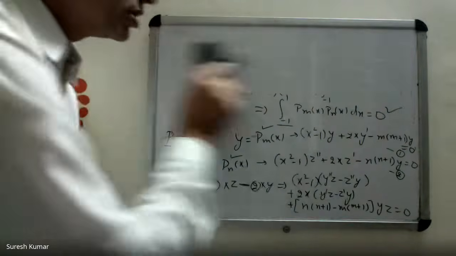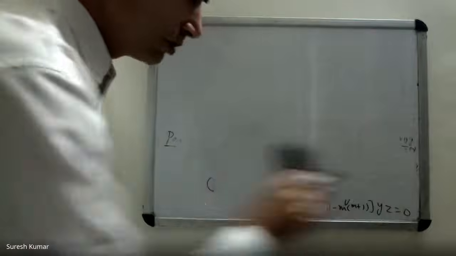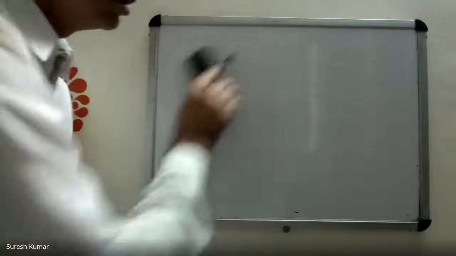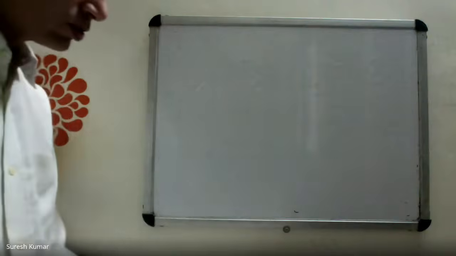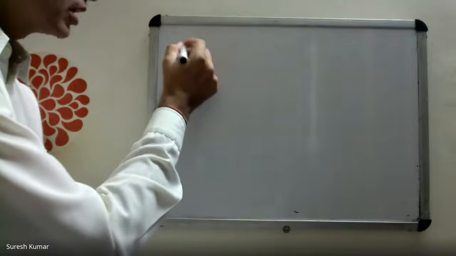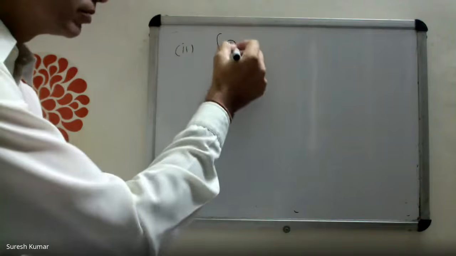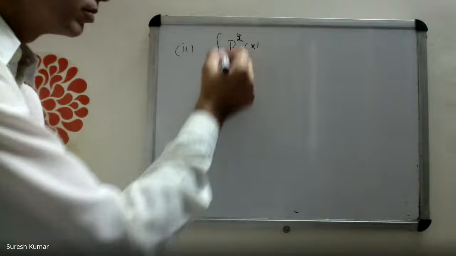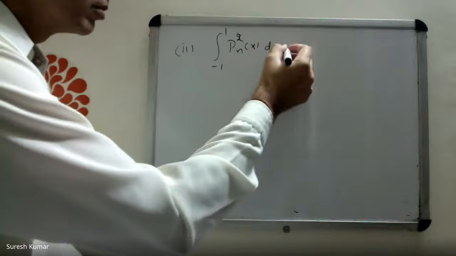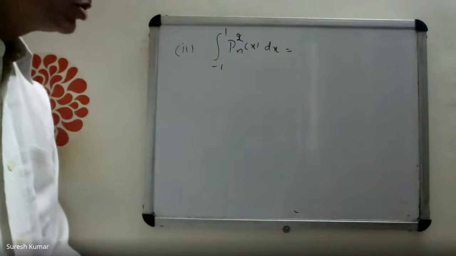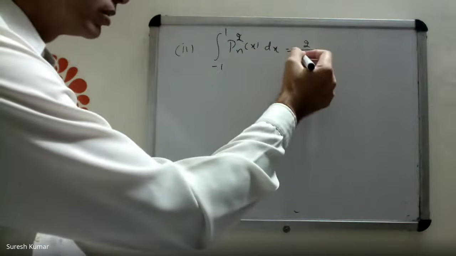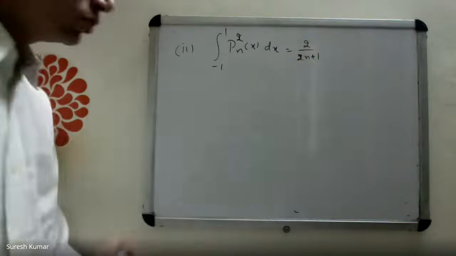Likewise, you can prove the second property. I tell you the initial steps. Later you can follow the lecture notes. The second property is integral from minus 1 to 1 of Pn square(x) dx is 2 over 2n plus 1. So how to prove it?